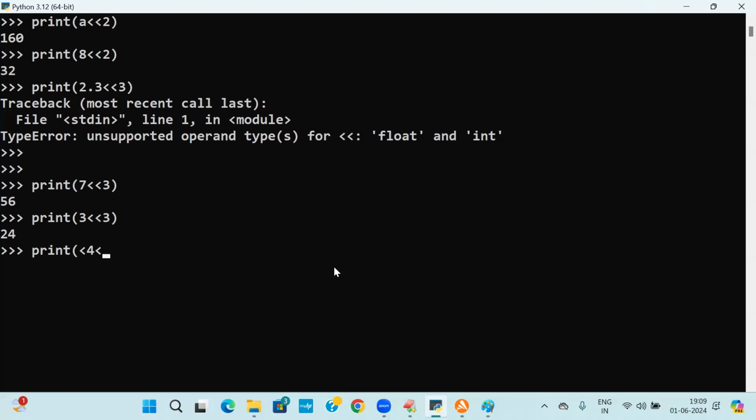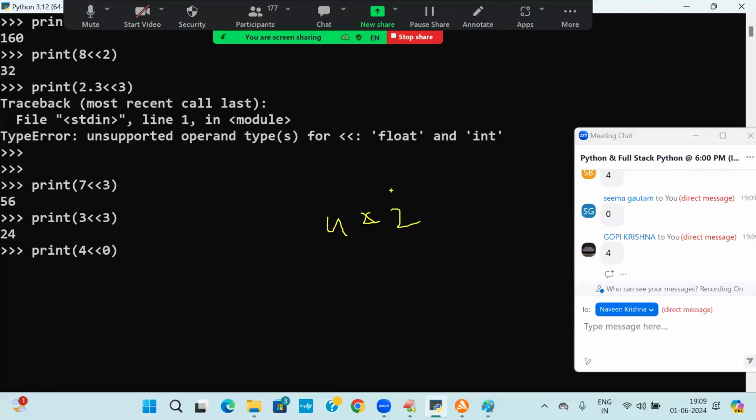Next, print of what? 4 double less than 4 double less than 4 double less than 0. 4 or 0 now? 4 into what? 2 to the power of 0. 4 into 2 to the power of 0 is what? So the answer is 4. Seema, you are saying 0.